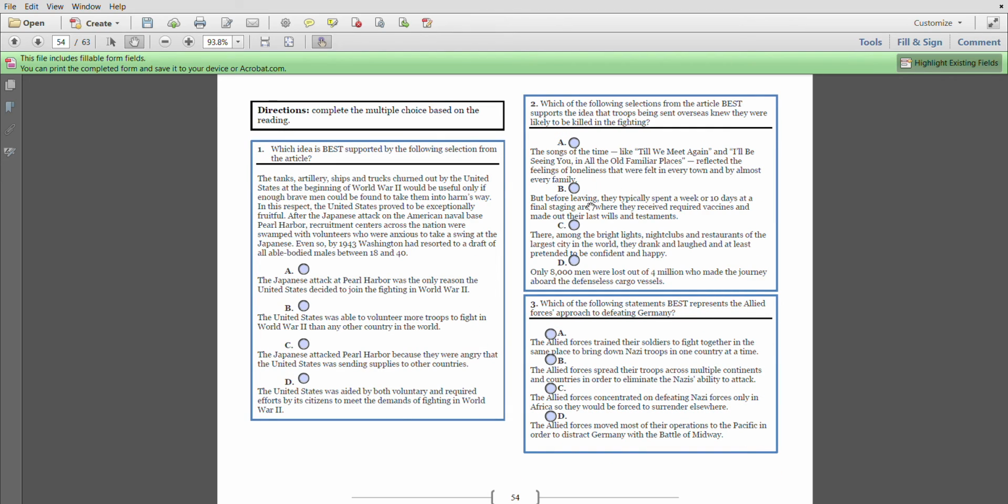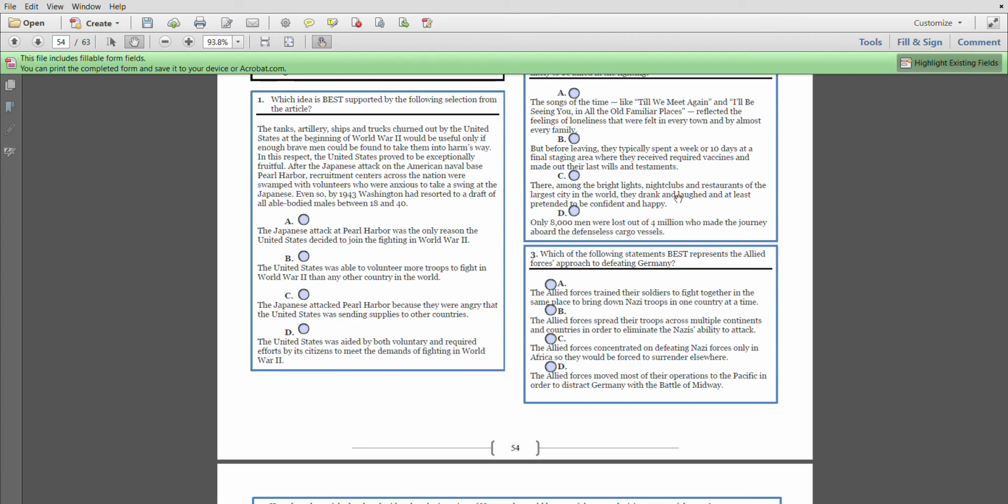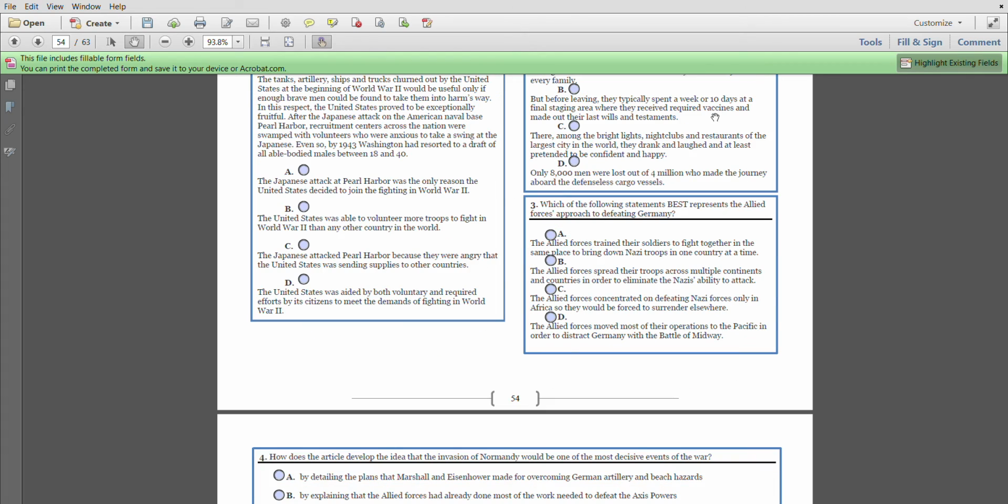B. But before leaving, they typically spent a week or 10 days at the final staging area where they received required vaccines and made out their last wills and testaments. C. There among the bright lights, nightclubs, and restaurants of the largest city in the world, they drank and laughed and at least pretended to be confident and happy. D. Only 8,000 men were lost out of 4 million who made the journey aboard the defenseless cargo vessel.